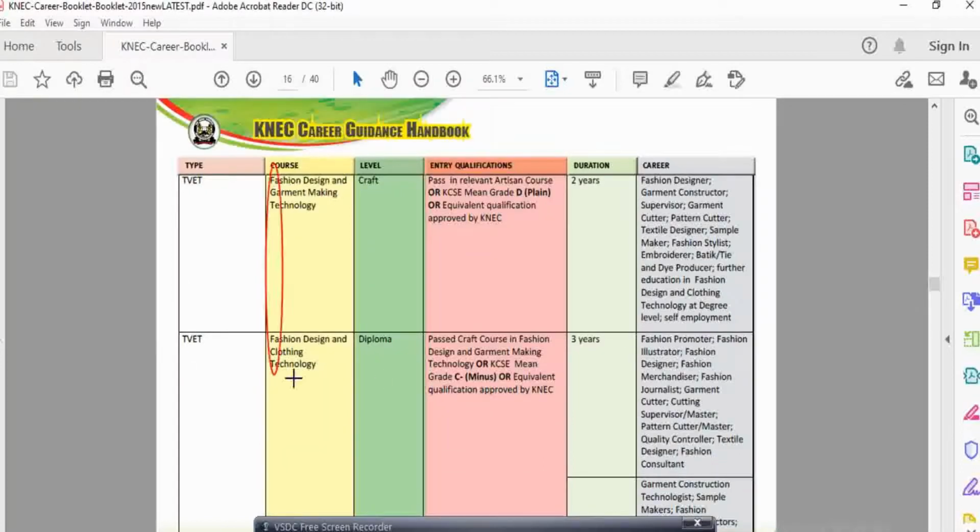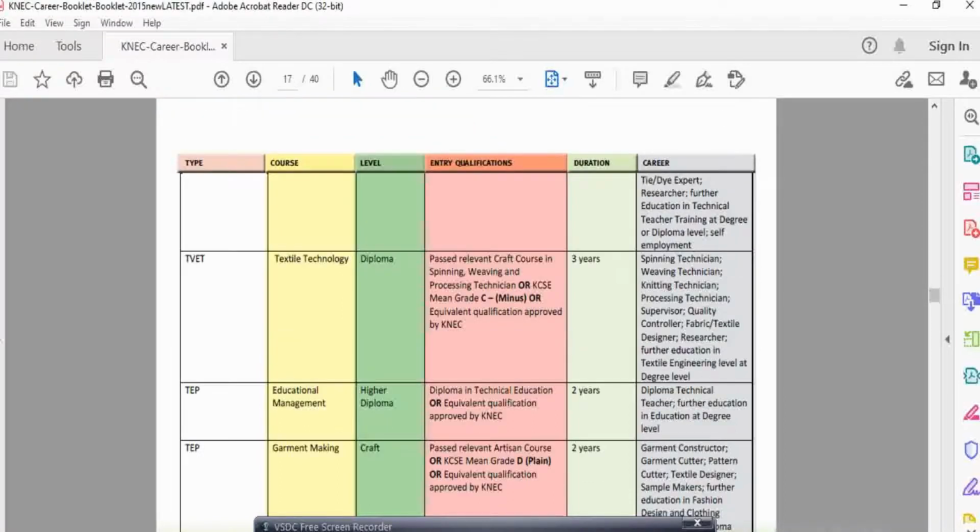There are also courses on fashion and design and garment making, both diploma and certificate level. They are offered in a number of stations, and there are courses in textile technology. We have a diploma in textile technology and another diploma in garment making. You can use this NEC handbook, or you can use the COOPS handbook to learn more about the various careers offered in TVET institutions and universities in Kenya.